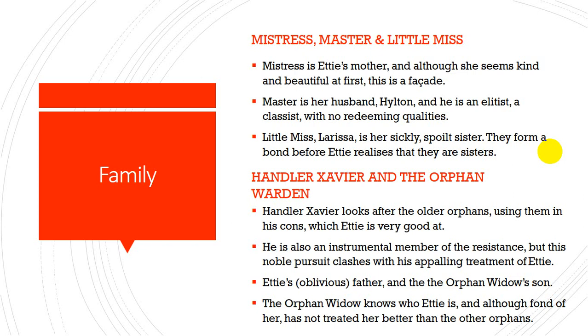And then Handler Xavier and the orphan warden are also family members, although she again isn't aware of it. Handler Xavier is actually her father, although he doesn't know this. And the orphan warden knows who Etty is and seems fond of her, but doesn't treat her very well. And the text suggests that perhaps she is an alcoholic. She drinks a lot of what is called bug juice made out of dead flies. It sounds dreadful. And perhaps this is why she doesn't treat Etty or any of the orphans very well at all.